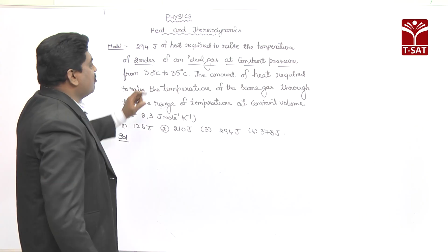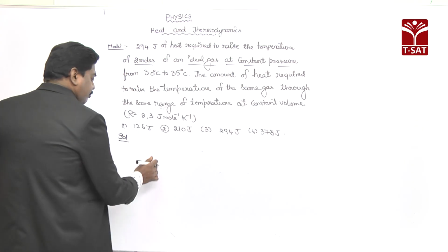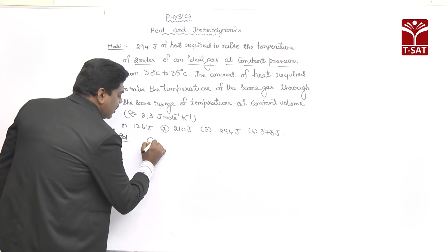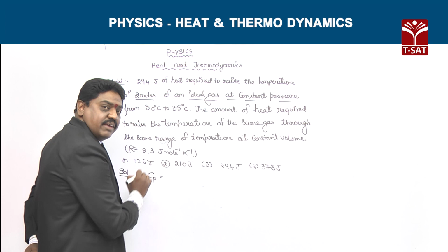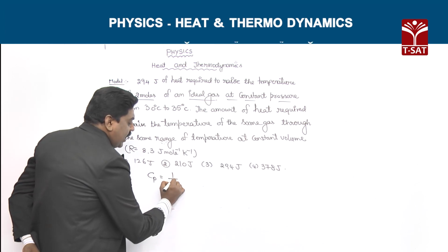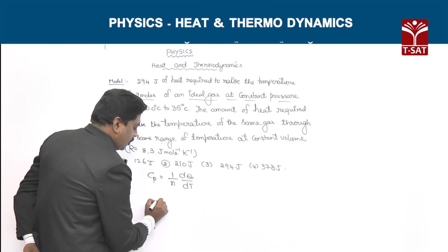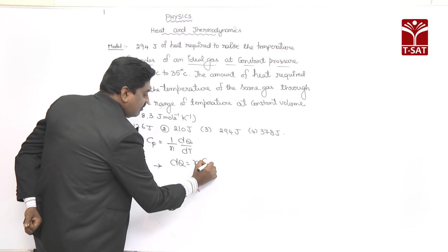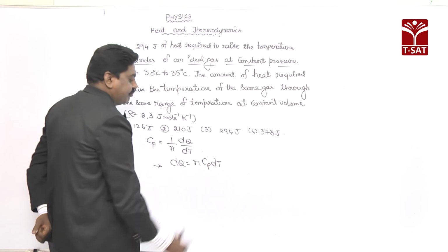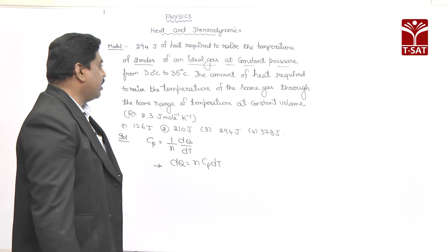At first, let us try to understand the problem regarding the constant pressure. We know very well that the specific heat at constant pressure Cp is given as 1 by n dq by dt, and dq is given as n Cp dt.